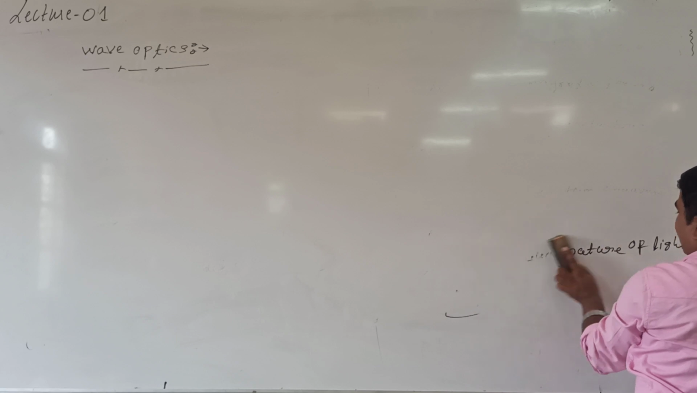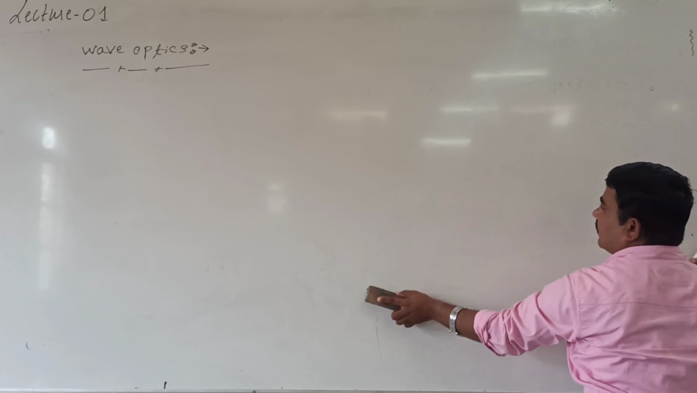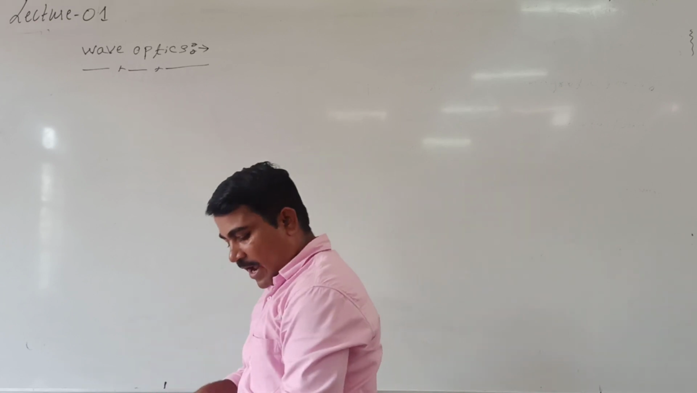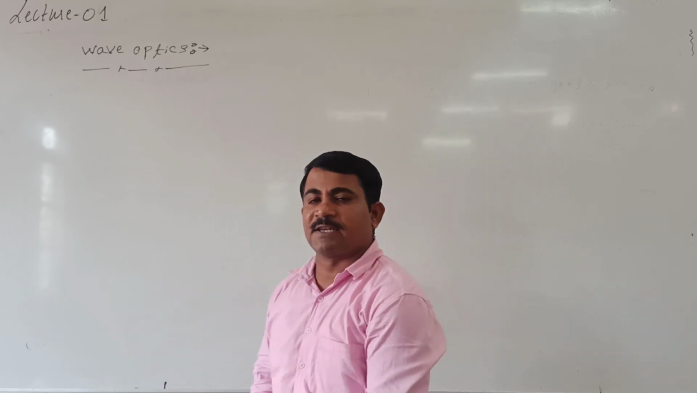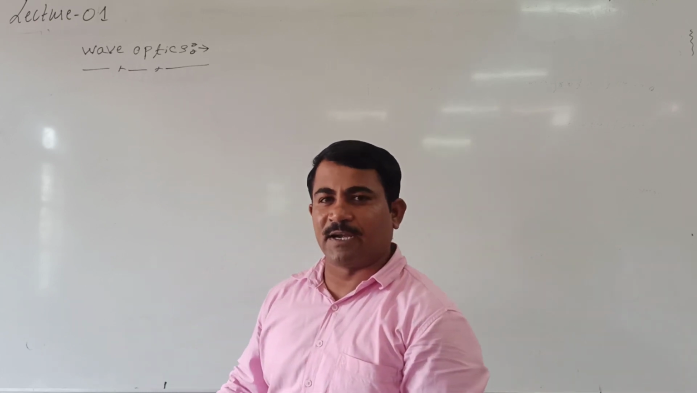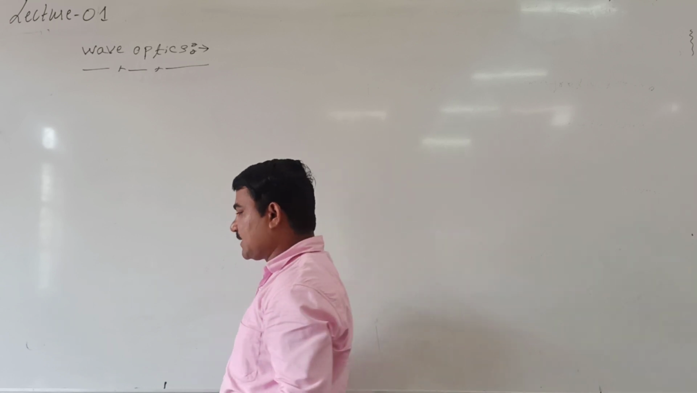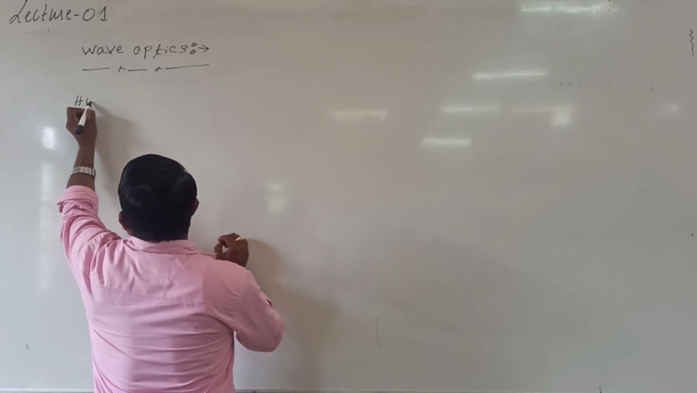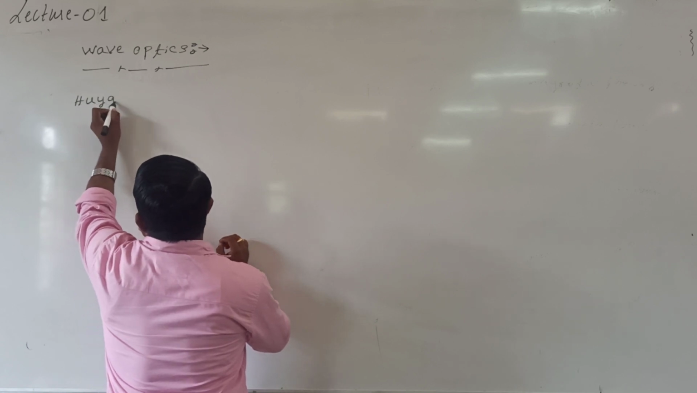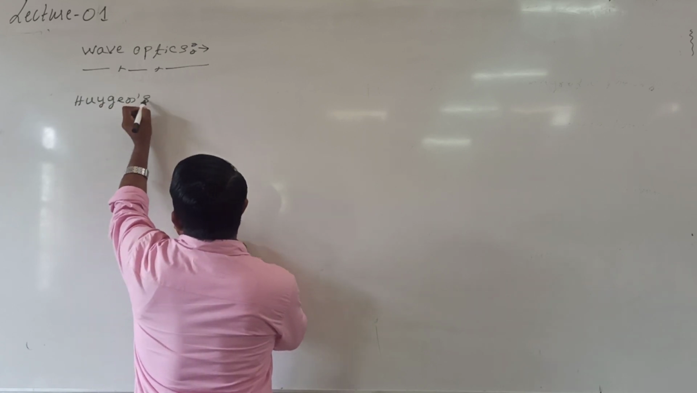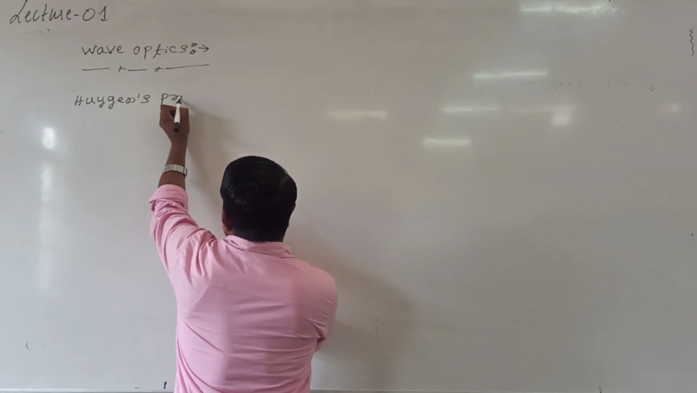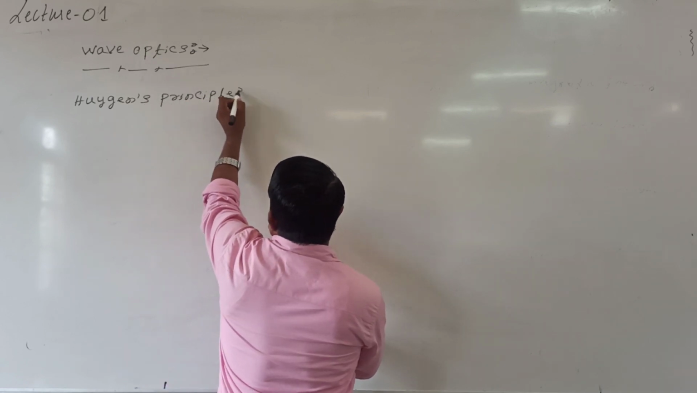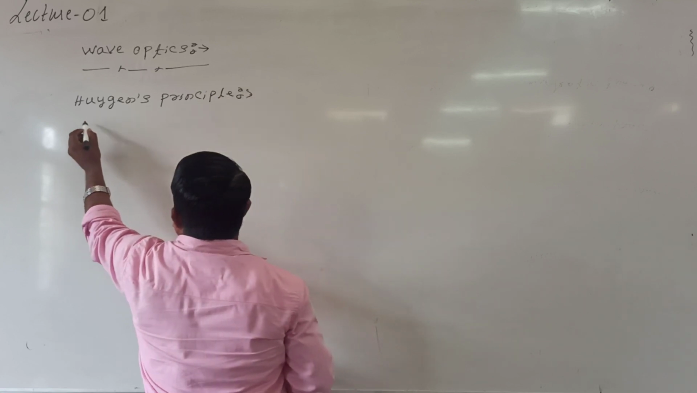Initially we will explain Huygen's principle, and using Huygen's principle we will explain reflection and refraction of light. That we will see. Next concept is Huygen's principle.